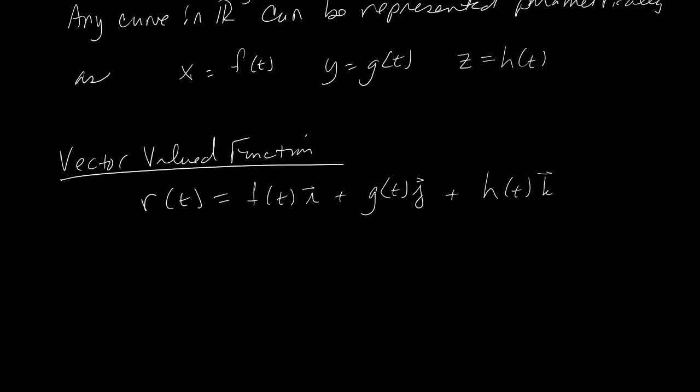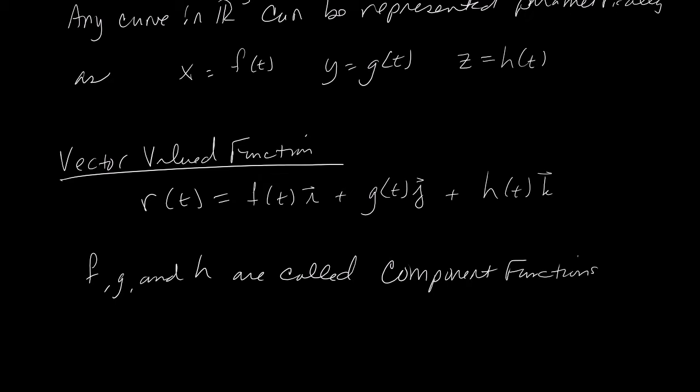Now, these functions f, g, and h, as I said, are called component functions. These correspond to the real number components that we had. These themselves are not vectors. f, g, and h are not vectors. They are just components. And we can write r of t in component form as f of t, g of t, h of t.